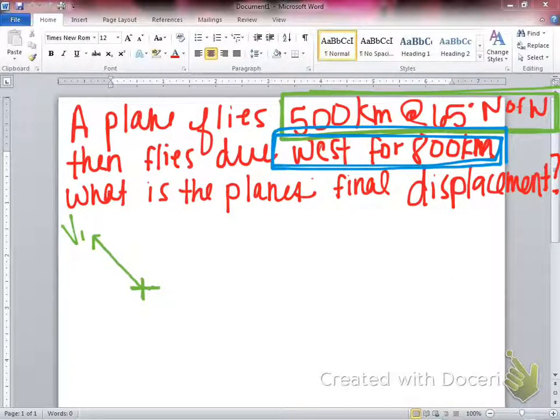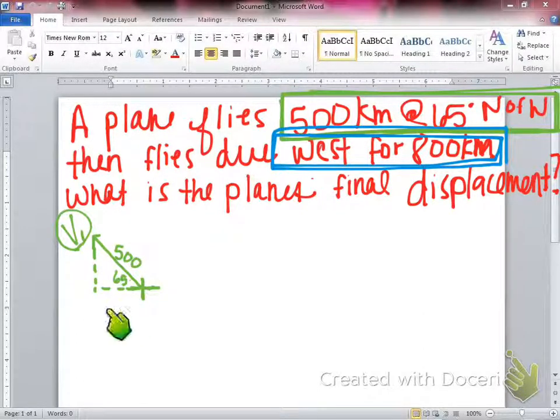Okay, it's north of west, which means it needs to touch the west axis and go north. And 65 sits in this angle right here. What's my hypotenuse of this? Yeah, 500 kilometers. Okay, because that's essentially my resultant of this component triangle.